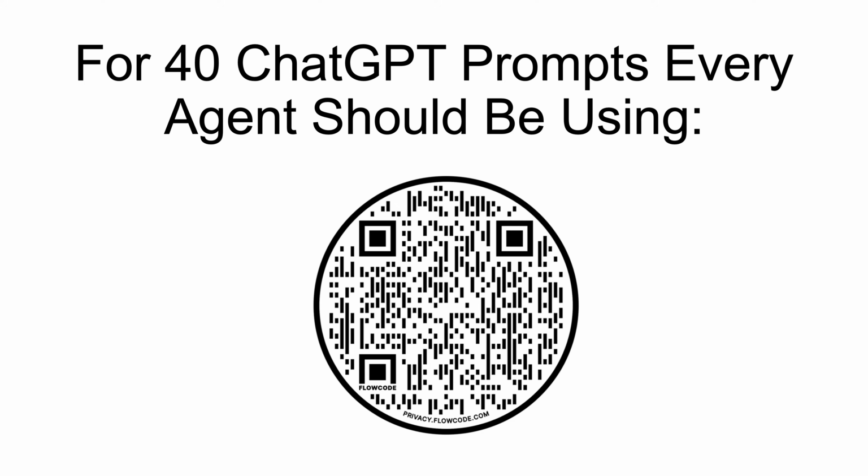So if you wanted to get 40 ChatGPT prompts that every real estate agent should be using right now, you'll see this QR code right here. That's going to take you to a page. When you get there, you're going to see this. But basically what we did is we attached this to a Google form that asks for an email address and name. Once it has that, it opens that up and emails that to you or gives you the capability to see those things immediately.